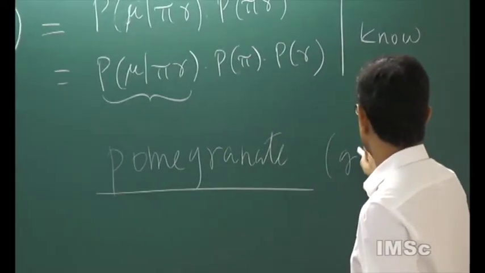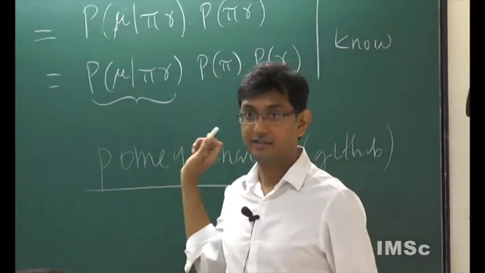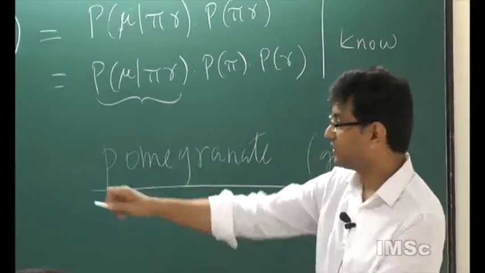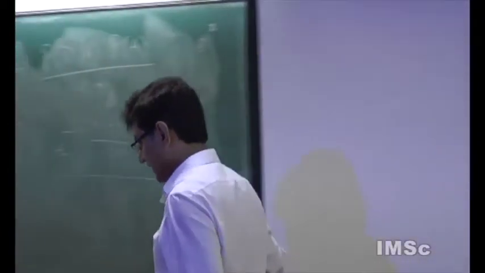It's on GitHub, which is a library for Bayesian networks, just for doing Bayesian networks. Okay, and you can do all of these calculations that I'm trying to tell you. You can do them automatically using this library.